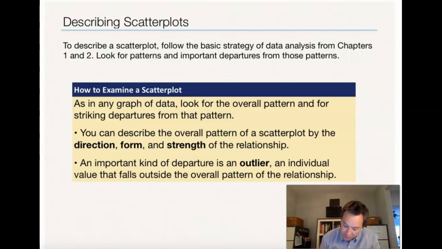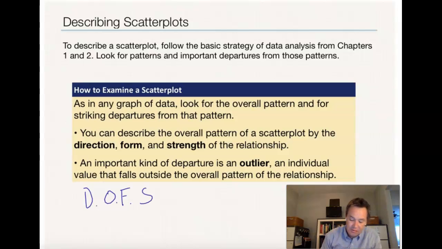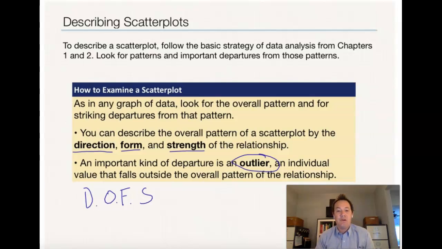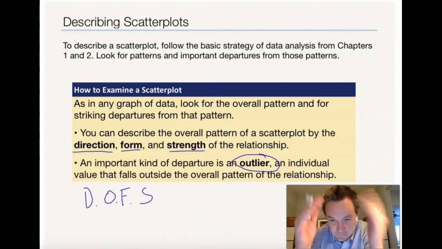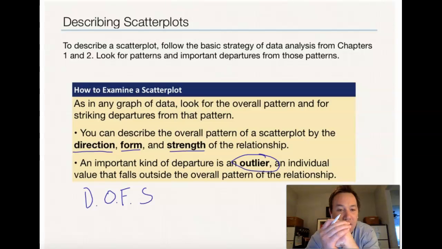So the acronym here is DOFS, and it stands for direction, outliers, form, and strength. So direction meaning, is it a positive or negative association? So going up towards the right would be a positive association, down towards the left would be negative. Sorry, down towards the right would be negative.